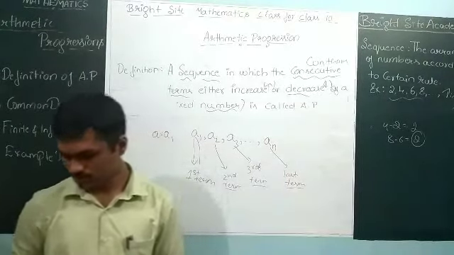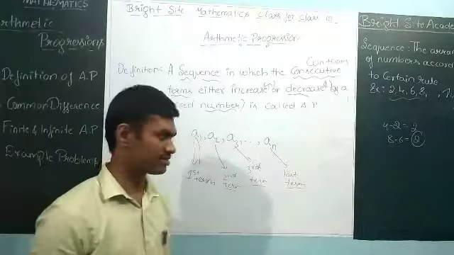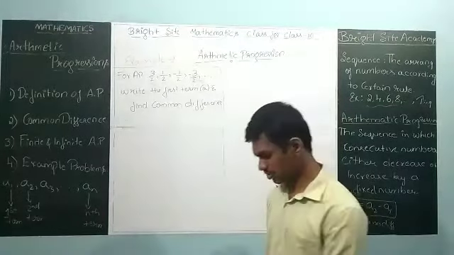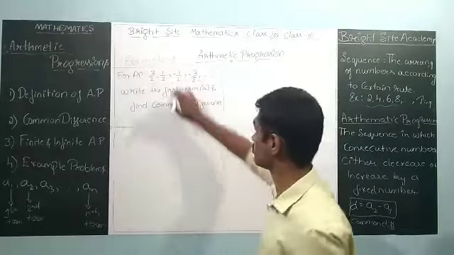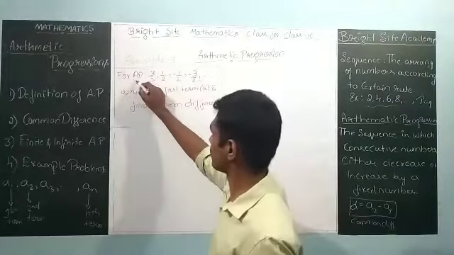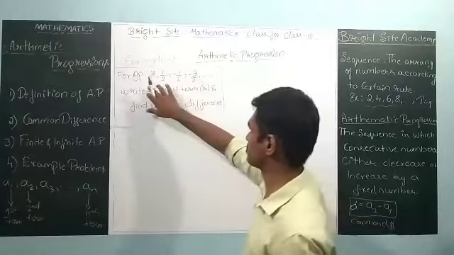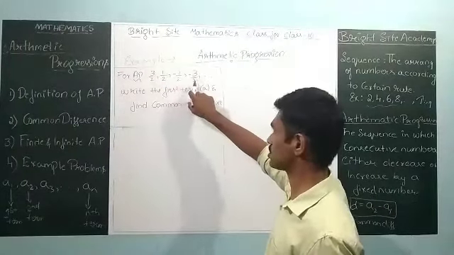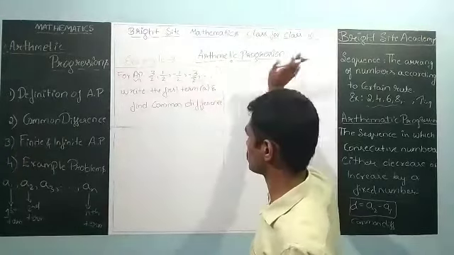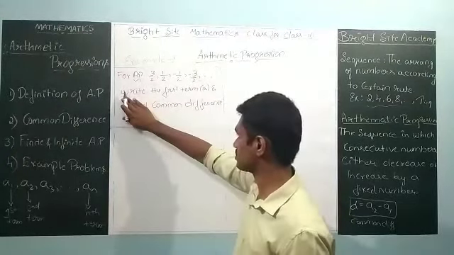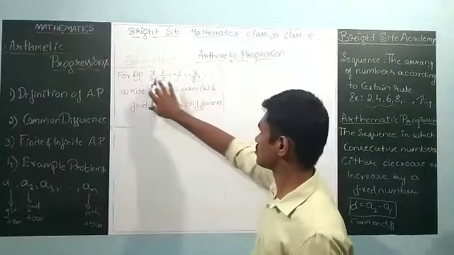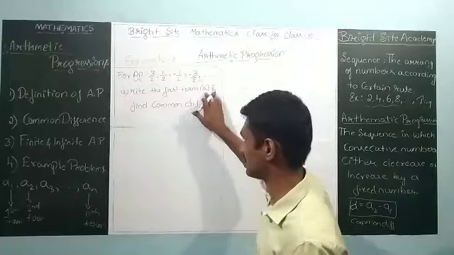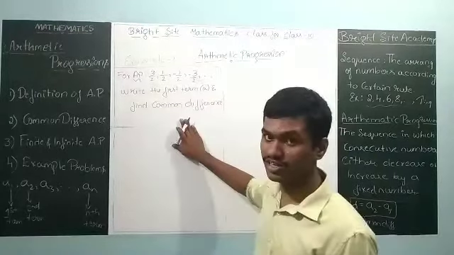Now let us go through some examples. To understand the concept better, let us solve some example problems. Let us go through the first example problem. They have given an AP directly: the progression 3 by 2, 1 by 2, minus 1 by 2, minus 3 by 2, and so on it continues. We need to write the first term, which is A, and we need to find the common difference.